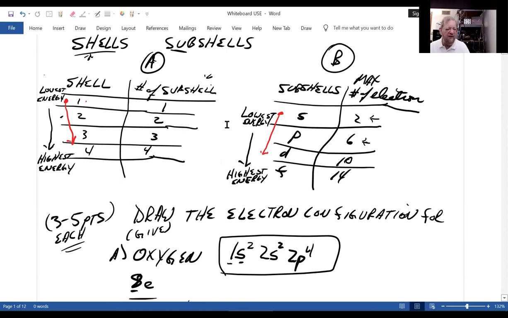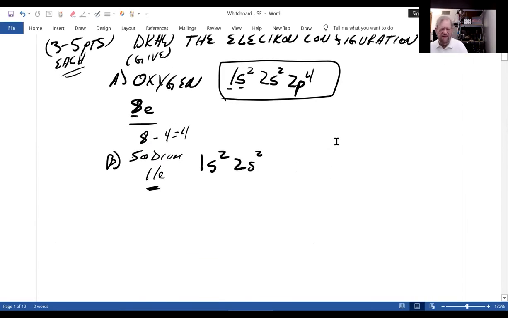Now I come over here and say, I'm in shell 2. How many subshells? Oh, look, I have 2 of them. The first one is s, and I go to the next lowest. Oh, it's p. How many electrons maximum can I put in p? 6 electrons. And therefore, remember, a subshell: number, letter. And I can put in 6. Let's see, 2 plus 2 plus 6, that equals 10. I've got to get to 11. I still have more work to do.